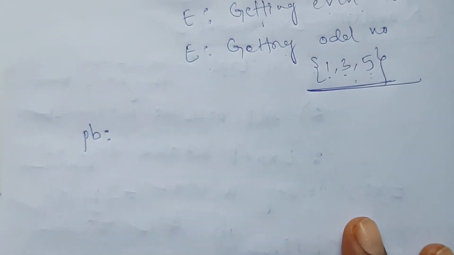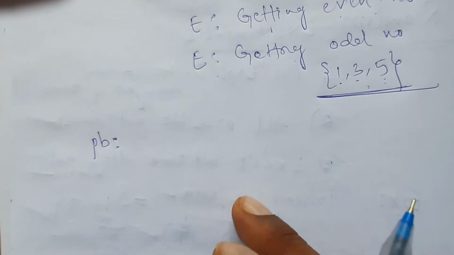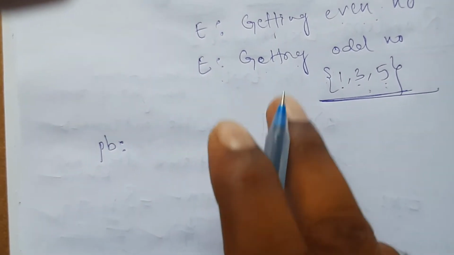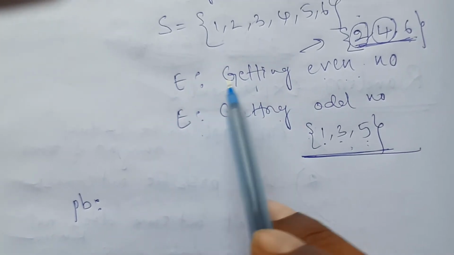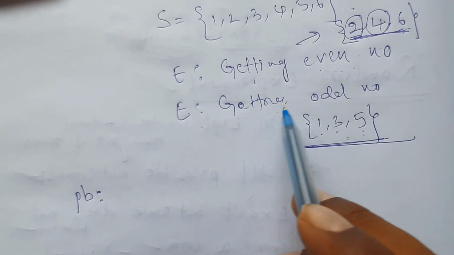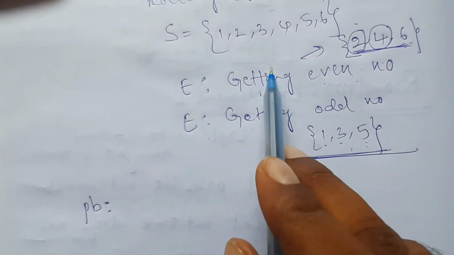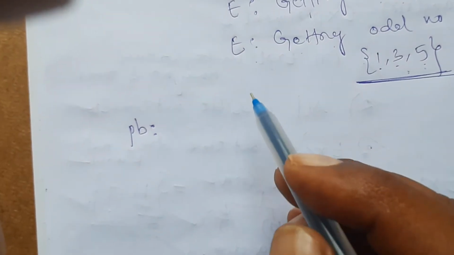Okay. Now, what is the definition we are using for probability? In general, for finding the probability of any event, they will ask, for example, what is the probability of getting an even number, or find the probability of getting an odd number when we roll a die. Like that they will ask.